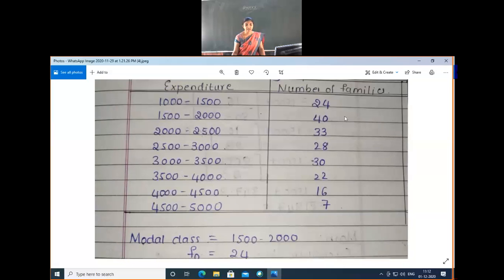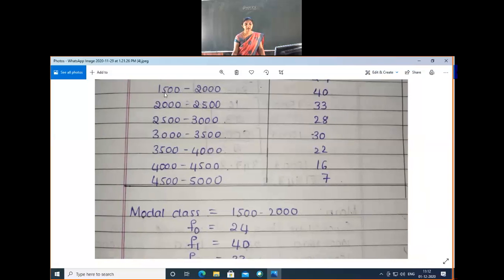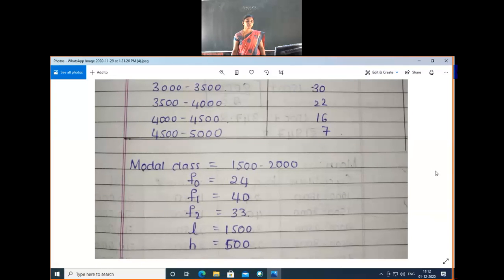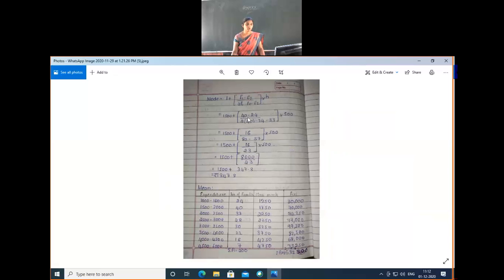F0 is 24. Are you observing this one? Preceding frequency F0 is 24, F1 is 40, then F2 is 33. So L, the lower limit of the modal class, is 1500. Next, H is 500.